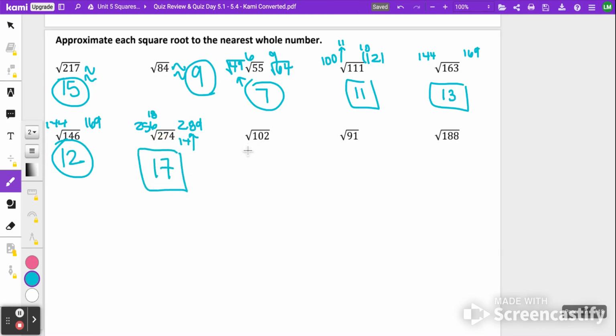102 is really close to the square root of 100, so we're going to go ahead and say that's 10. 91 is right there in between 81 and 100 perfect squares. It's only 10 away from 81, but 9 away from 100, so we'll say that's about 10.